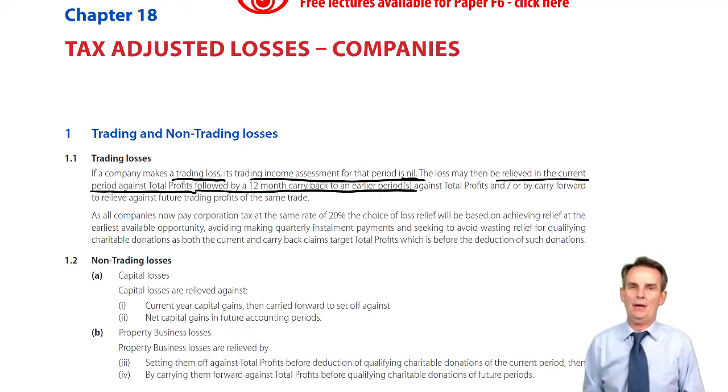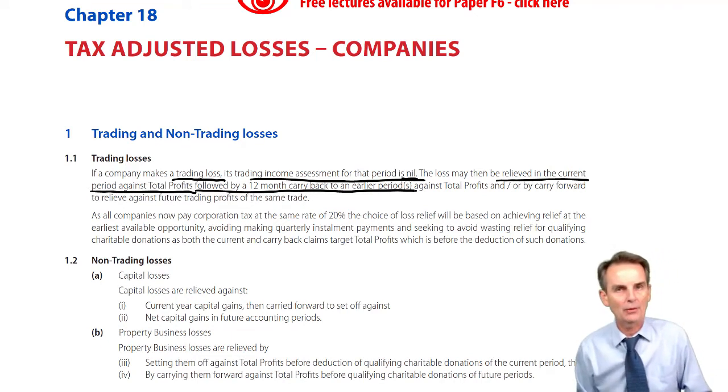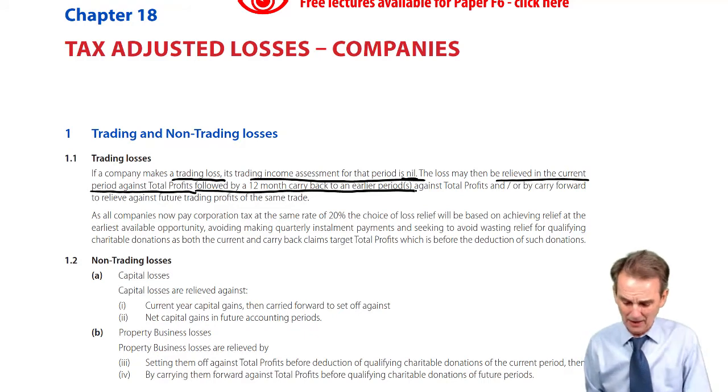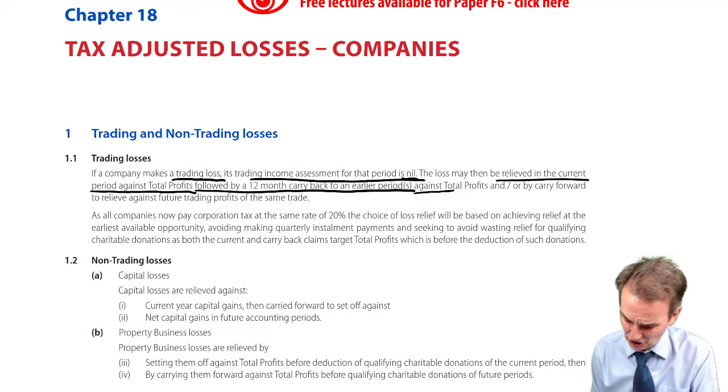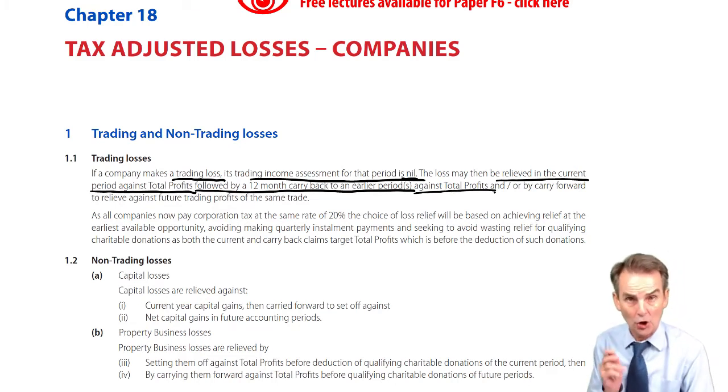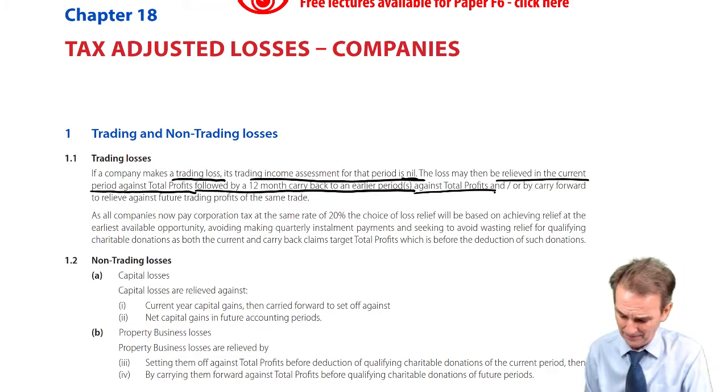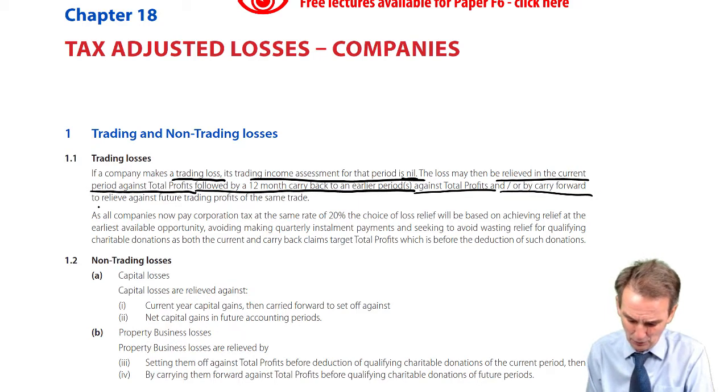It's a 12-month carryback. And again, of course, we'll have an example that tests out that system later on in this chapter. As we said, carryback against total profits as well as the current period. Total profits is the target figure. And any remaining loss can then be carried forward to relieve against future trading profits of the same trade.